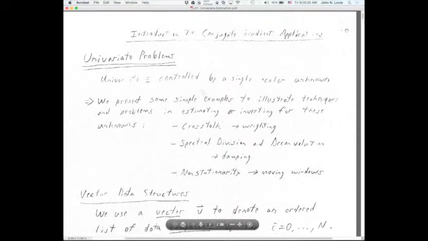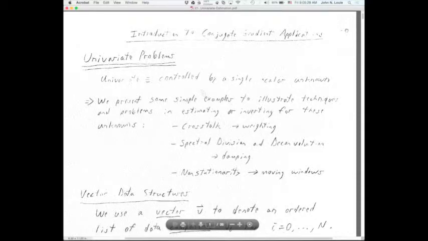So even with these simple examples that Claerbout cooked up, we're going to be able to illustrate these problems, the problems in estimating or inverting for the single simple scalar unknown. And we're also going to be able to illustrate some techniques for dealing with these problems.